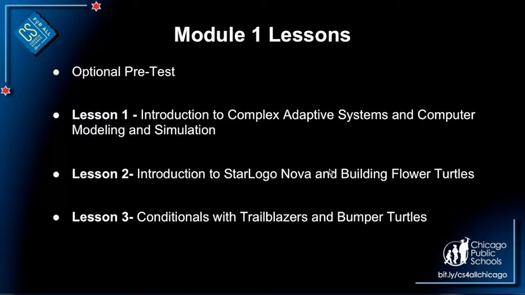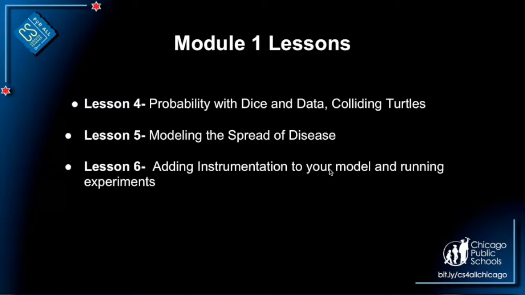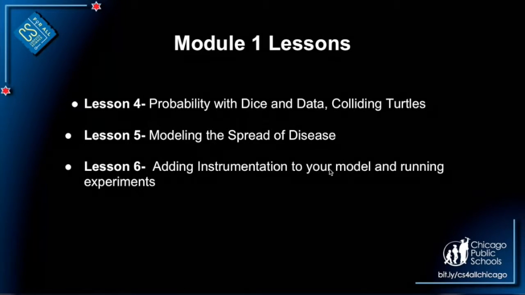Next, we have Lesson 4, which is probability with dice and data, which is an unplugged activity that leads into Colliding Turtles, a plugged activity. This shows students how randomness works. And so when we use dice and data, they are able to see on a scale of 1 to 10 how often things happen. This is really great, especially when you lead into epidemic models, because just because somebody is exposed to a virus, they might not get sick 100% of the time. Say they've had an immunity or they've had a vaccination. You want to be able to adjust for that.